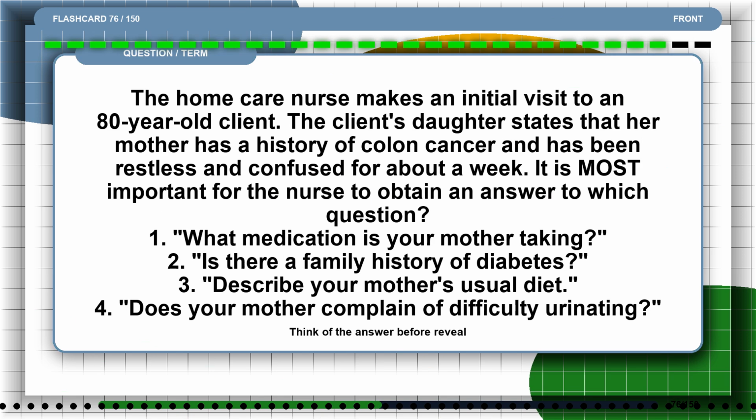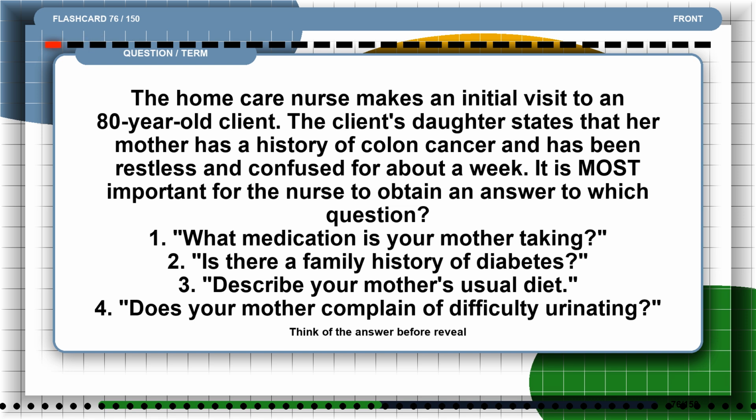Flashcard 76. The home care nurse makes an initial visit to an 80-year-old client. The client's daughter states that her mother has a history of colon cancer and has been restless and confused for about a week. It is most important for the nurse to obtain an answer to which question? 1. What medication is your mother taking? 2. Is there a family history of diabetes? 3. Describe your mother's usual diet. 4. Does your mother complain of difficulty urinating?